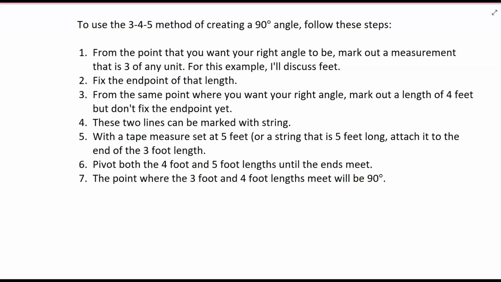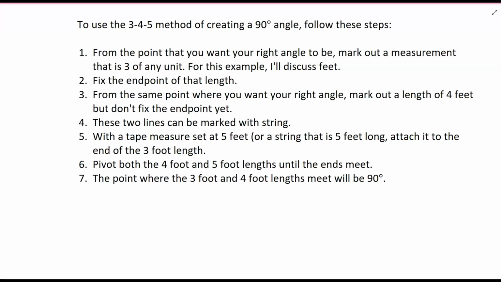Okay, so there is a method using the 3, 4, 5 triangle to create a 90-degree angle. And this is used in carpentry. You can use it in cabinet making as well. So let's look at the steps that I've laid out here. From the point that you want your right angle to be, mark out a measurement that is 3 of any unit. So 3 meters, 3 feet, 3 inches, 3 of anything. For this example, I'll use feet.